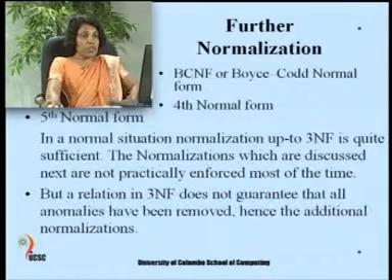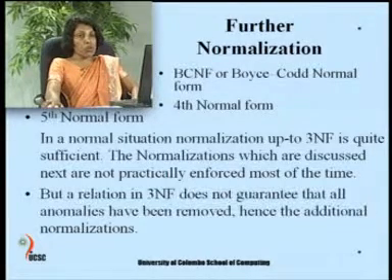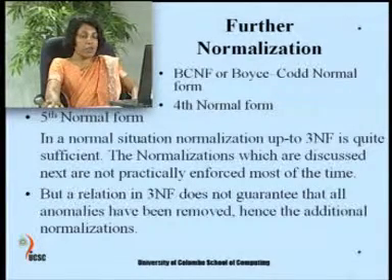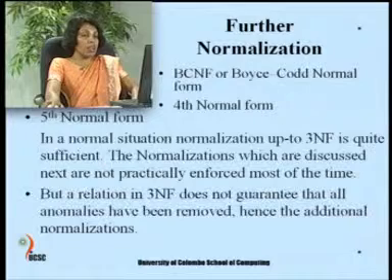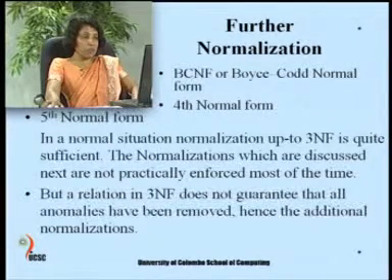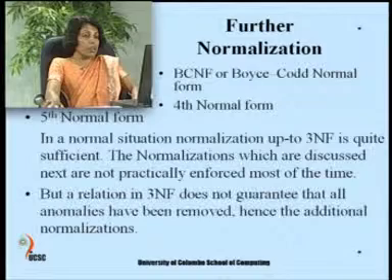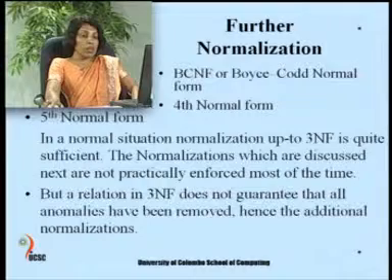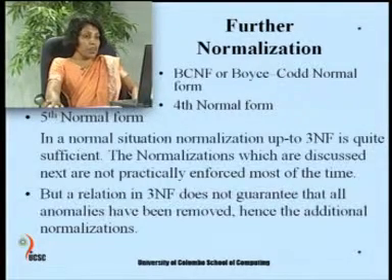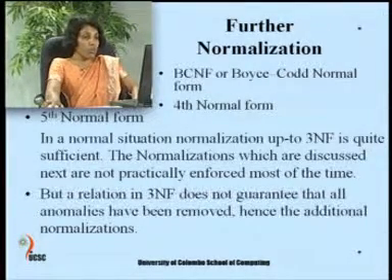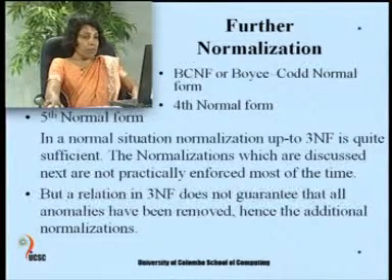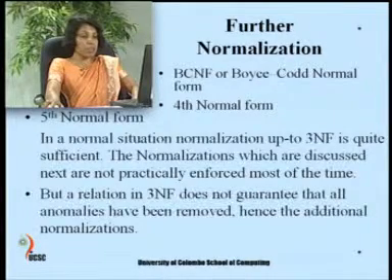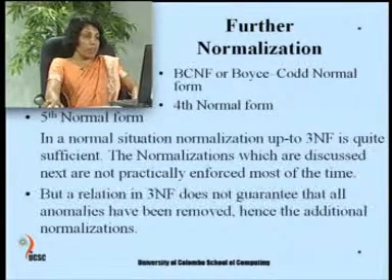So, there exist further normal forms. They are BCNF, or Boyce-Codd normal form, and there can be fourth normal form and fifth normal form as well. But as I explained before, normalization up to third normal form would be quite sufficient, and the other normal forms such as fourth and fifth will not be practically enforced most of the time.